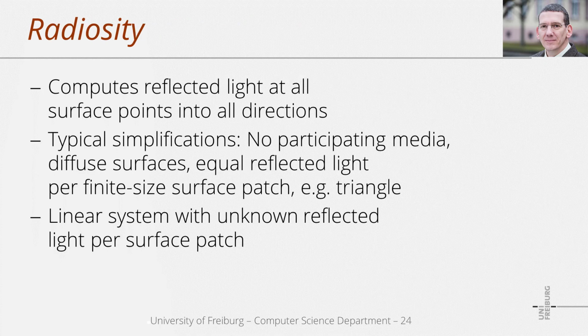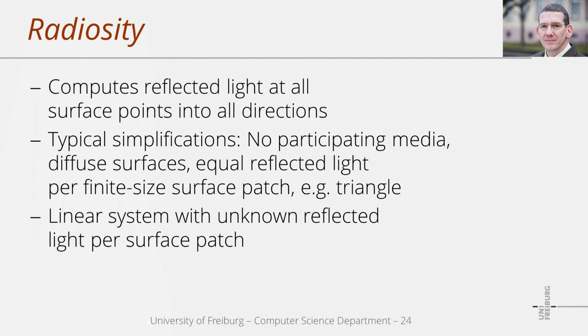One of the major rendering concepts is referred to as radiosity. Here we explicitly compute the full light transport according to the idea outlined in the previous slides. The goal is to compute the light transport as accurately as possible given some constraints. The first typical simplification would be the absence of participating media. In this case, light only interacts with surfaces but not within the entire volume.